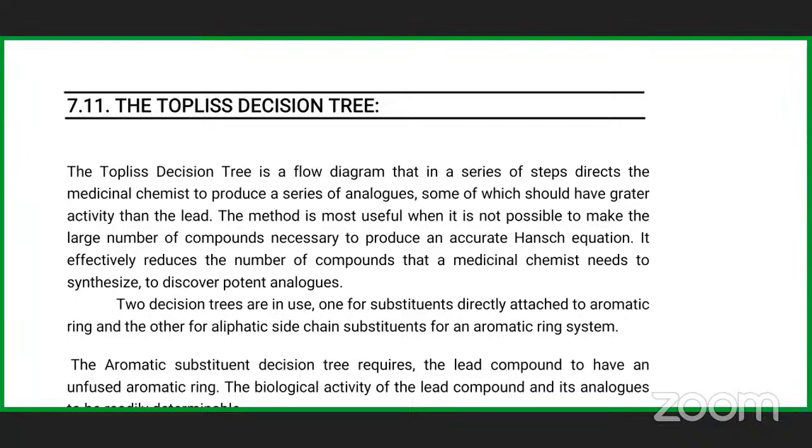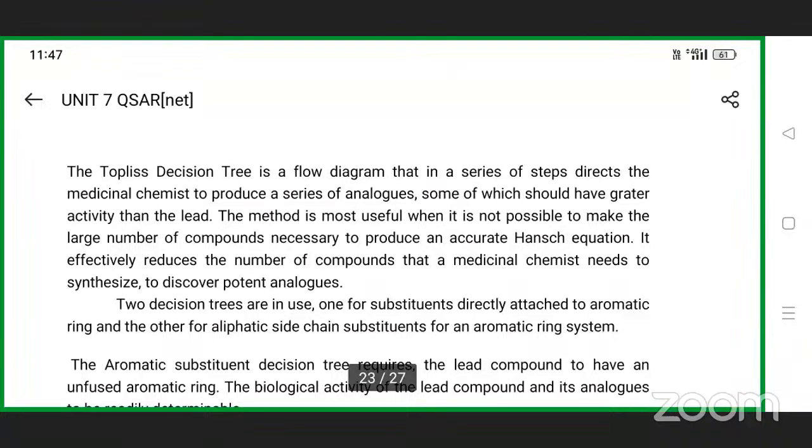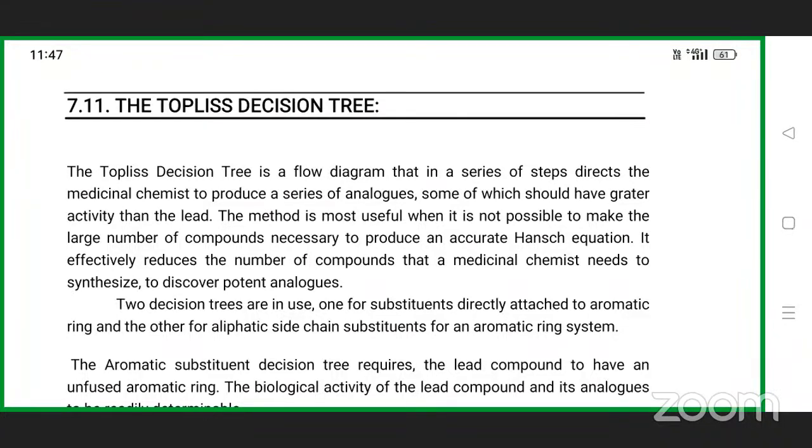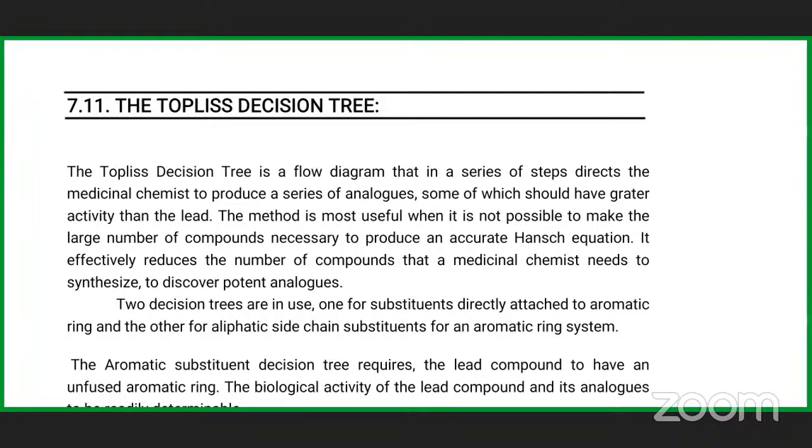The Topliss decision tree is a flow chart which directs a medicinal chemist to produce a series of analogs which should have greater activity than the lead compound. So this Topliss decision tree guides the chemist to get a more potent or more active drug compound than the lead compound.